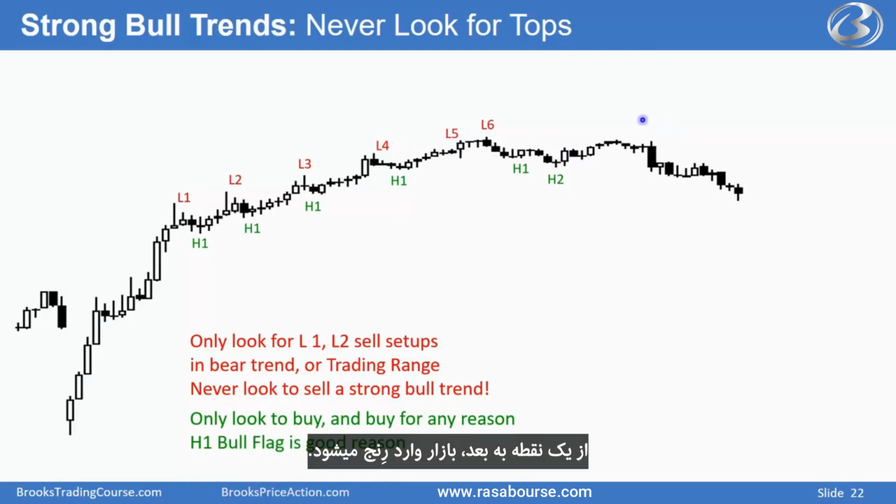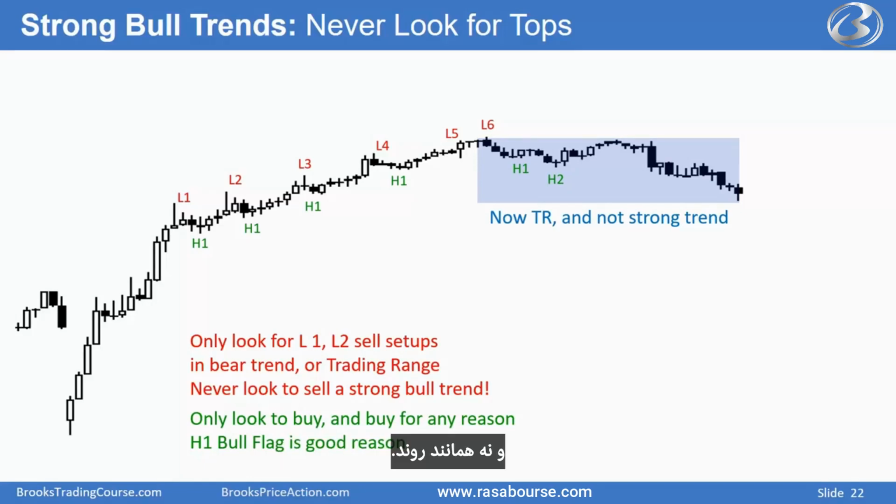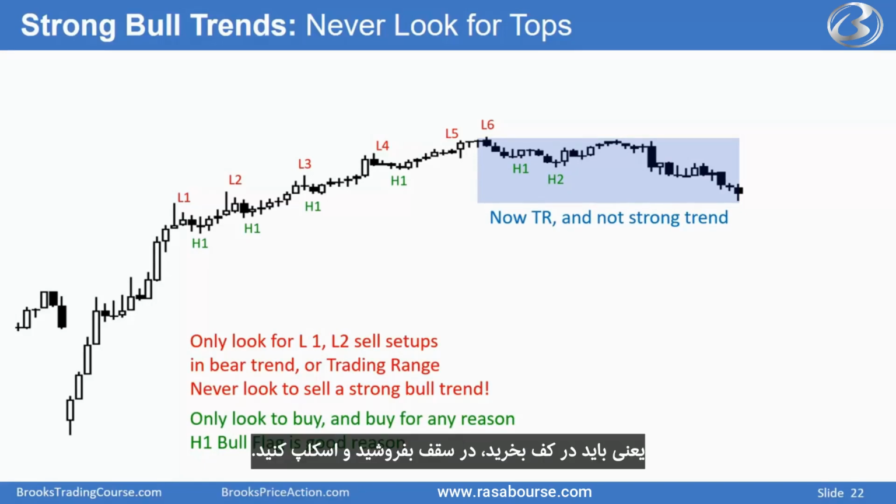At some point, the market evolves into a trading range. And at that point, it's no longer a strong bull trend. And if you're going to trade it, you trade it like a trading range, not like a trend anymore. You're buying low, selling high, and scalping.